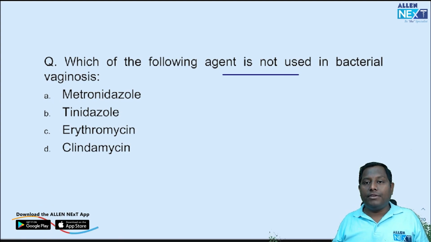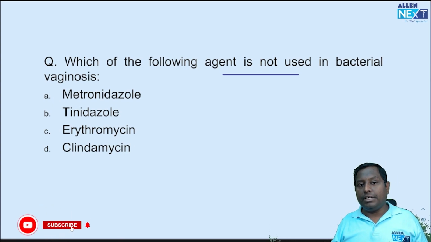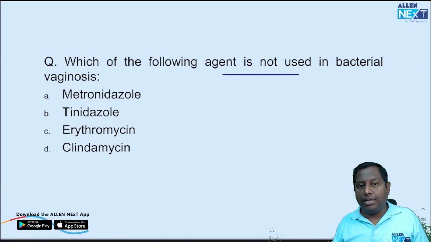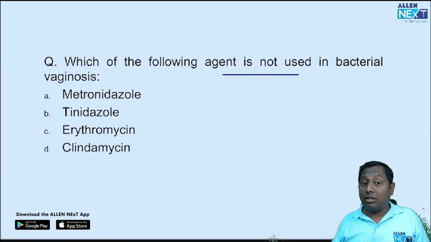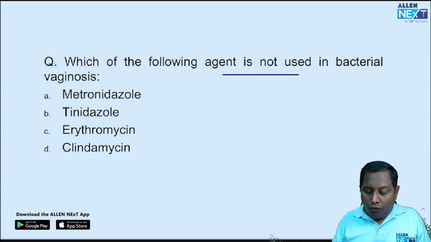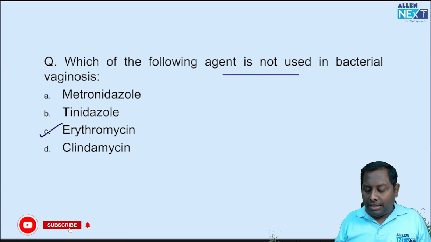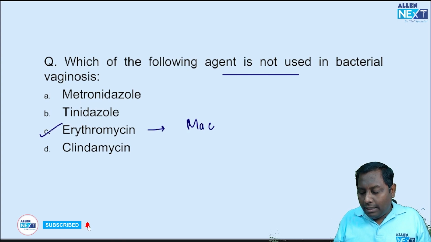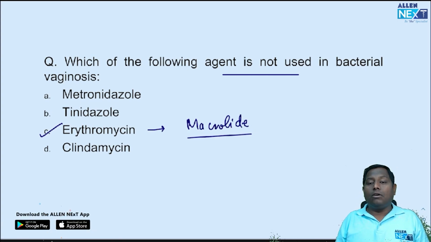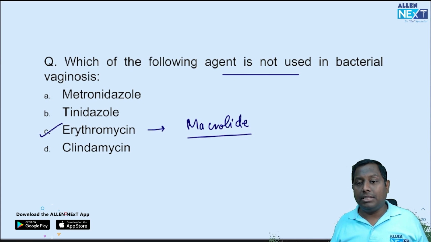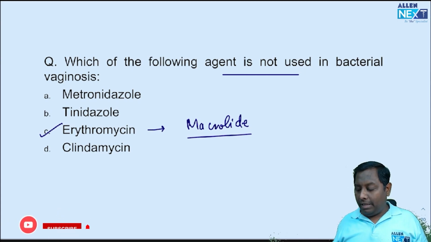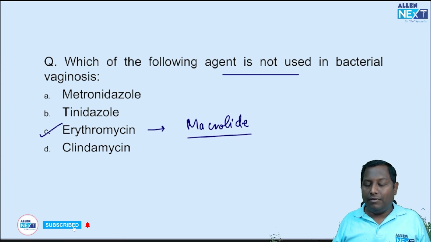Not used in bacterial vaginosis. Usually the preferred agent is tinidazole, metronidazole. Bacterial vaginosis में you will be using metronidazole, tinidazole. Clindamycin is something that can also be used, but what is not used will be your erythromycin. Erythromycin is one of the macrolide, like clarithromycin and all. Clarithromycin, erythromycin, azithromycin, they will not be having a use in bacterial vaginosis, and metronidazole being the preferred agent.